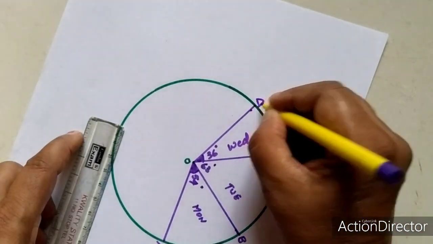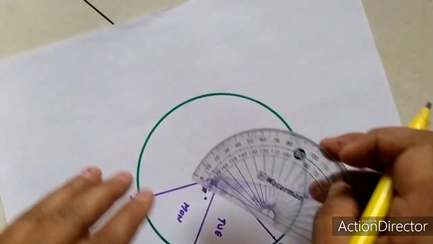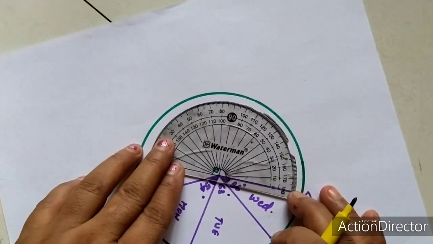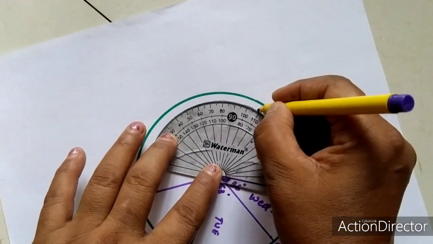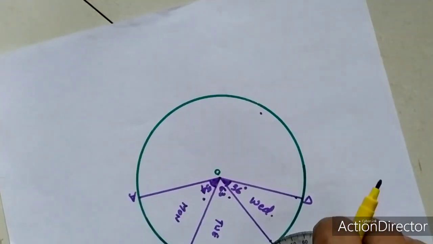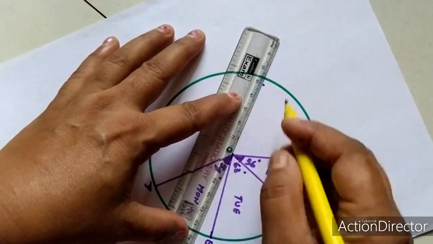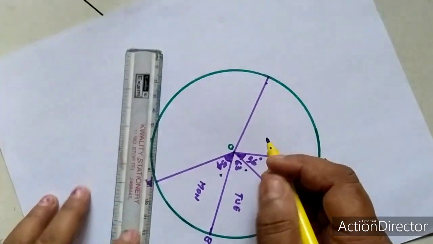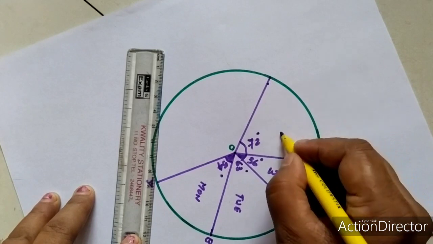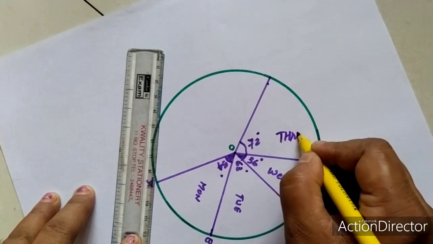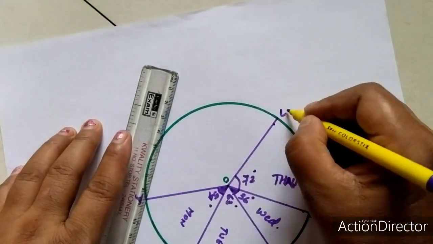Now this point is suppose D. Next angle is 72 degree. So now with the help of OD, again taking this as radius, this as baseline, mark 72 degree. 72 is here. So we are going to make the angle by joining the center point with this point. You will get one angle as 72 degree and it is for Thursday, okay. Now mark it as point E.